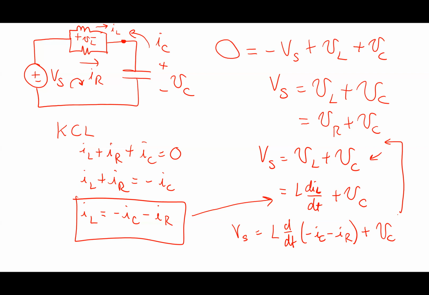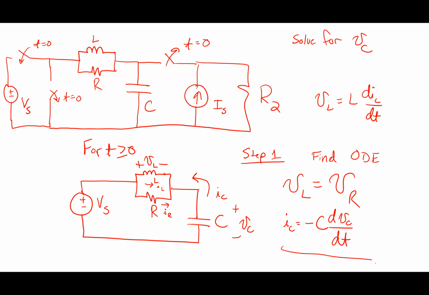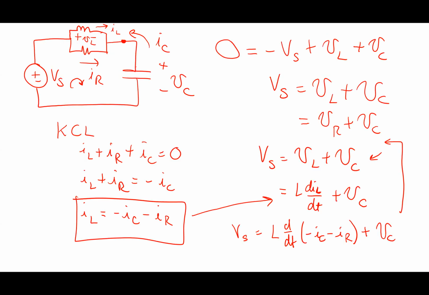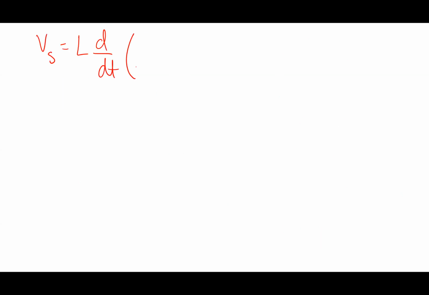Did you substitute the IC? IC is C dV dt. In fact, in this particular problem, given the goofy way I defined things, IC is actually negative C dV dt. That's going to make a minus sign go away. So let's be real careful with what I got here. I got Vs equals L d by dt of negative IC, negative IR, plus V sub C.